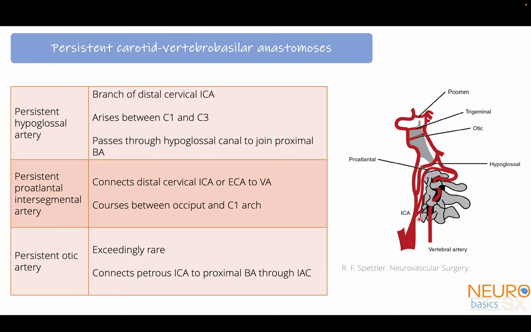The persistent proatlantal intersegmental artery, on the other hand, connects the distal cervical ICA to the vertebral artery. All of it is going to be extradural and extracranial. So it runs between the occiput and the C1 arch. All of it is extracranial and connects the distal cervical ICA to the vertebral artery. There's also another anastomosis which can exist, which is the rarest type, that is a persistent otic artery. It arises from the petrous part of the ICA and it runs to the proximal basilar artery through the internal acoustic canal.